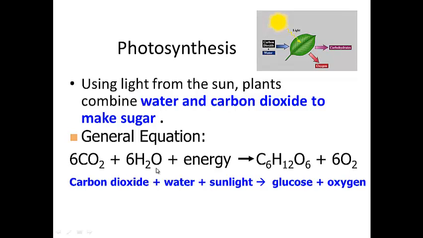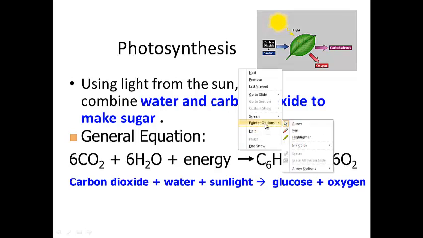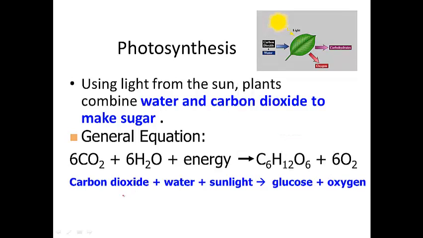Remember the song. You use the light and the water and the... to make sugar and O2. However you need to remember it, you need to know it. So these are what is used in photosynthesis, and this is what is made.